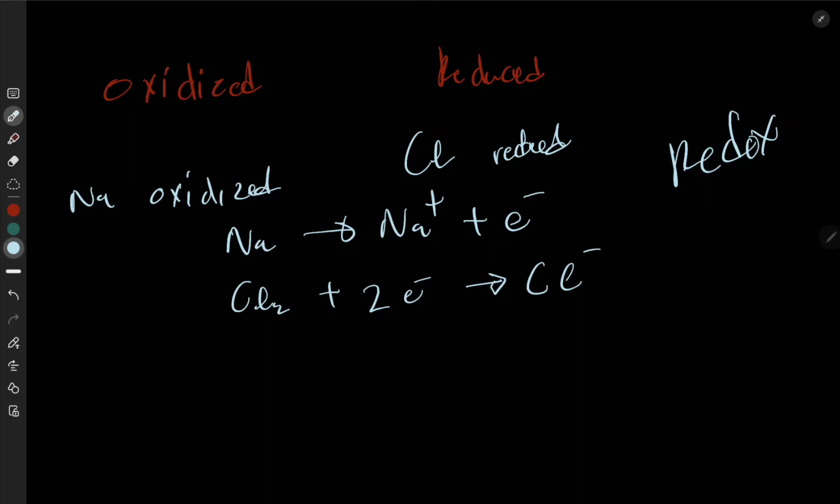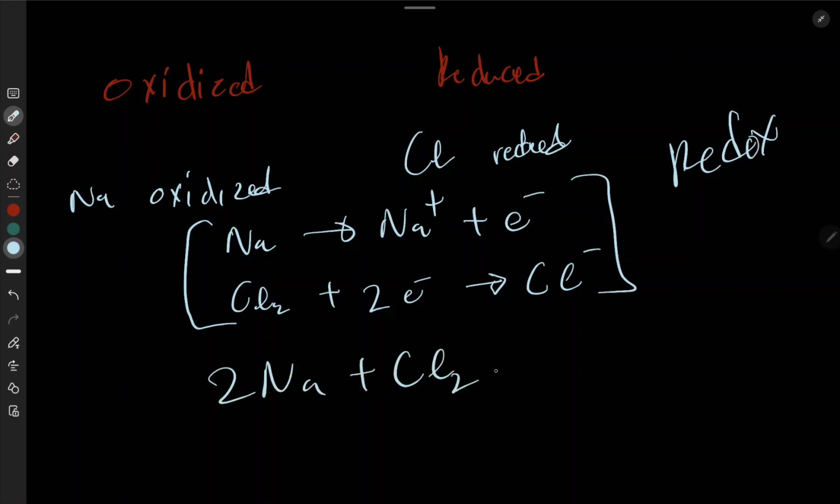Okay, so let me sum this reaction up, because it's really a single reaction. So we are going to have 2Na, it's balanced now, plus Cl2 giving off 2NaCl. Now you know that somebody lost electrons and the other one gained. If somebody loses, somebody wins. That's how it works. Let's recap again.